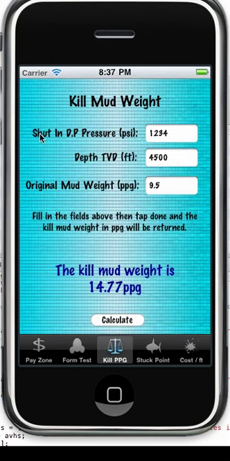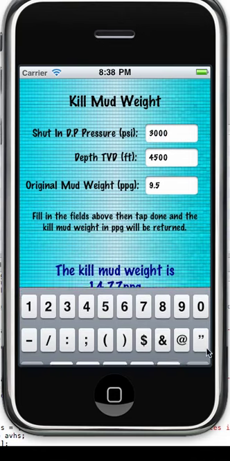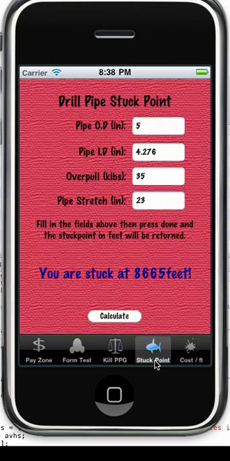Next, kill mud weight. So let's just say, for example, shut in at 1,234 psi, we were at 4,500 feet. The mud weight was 9.5 pounds per gallon. We're going to have to increase the weight up to 14.7, 14.8 pounds per gallon. Just to show you it all works. Okay, now we're getting serious. 22 pounds per gallon.